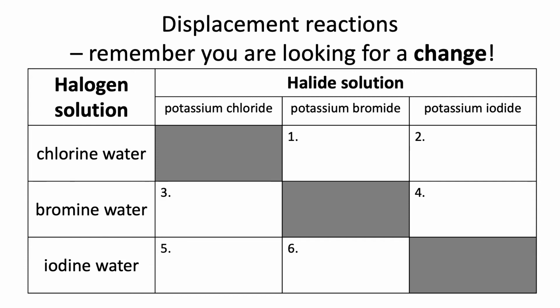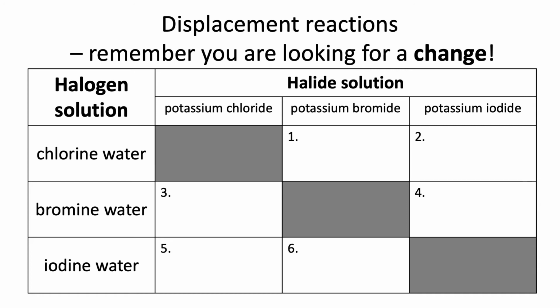You might be looking at this and thinking, why are there boxes which are greyed out? The boxes are greyed out because chlorine water isn't going to displace, isn't going to swap out for chloride within potassium chloride because they're the same halogen. Equally, bromine isn't going to displace bromide from potassium bromide, and iodine isn't going to displace iodide from potassium iodide, which is why those boxes are greyed out. However, the positions of those are useful because they will act as a control.